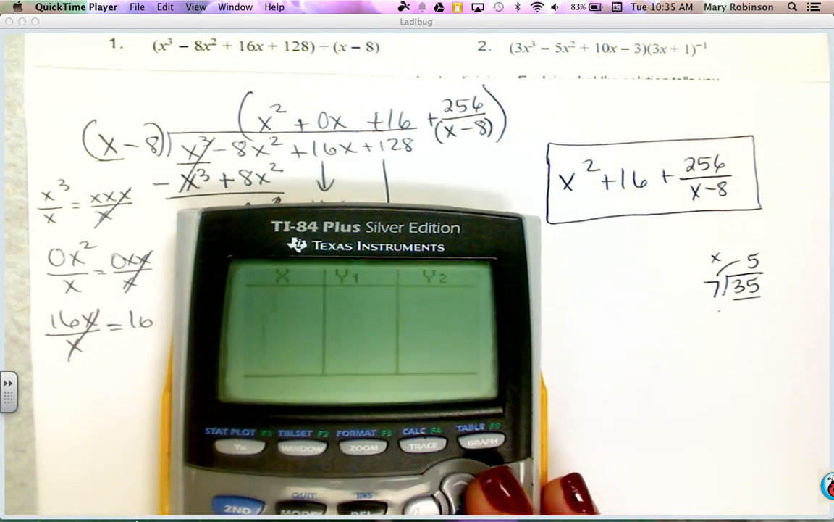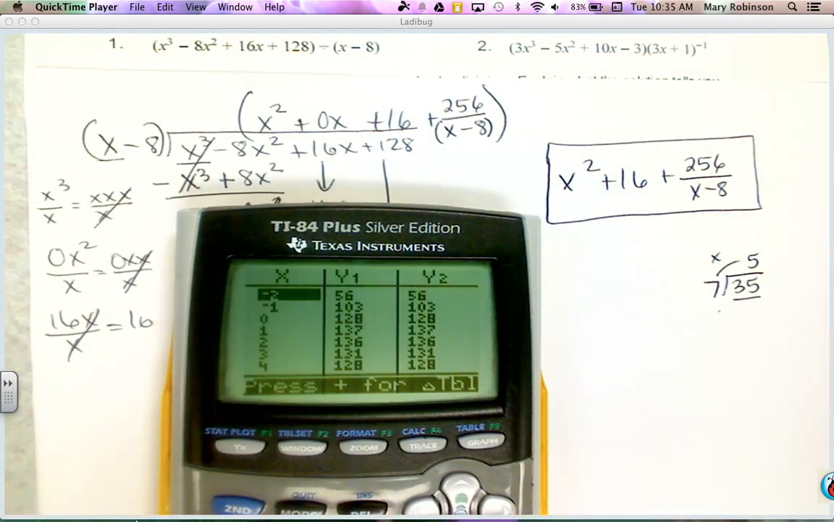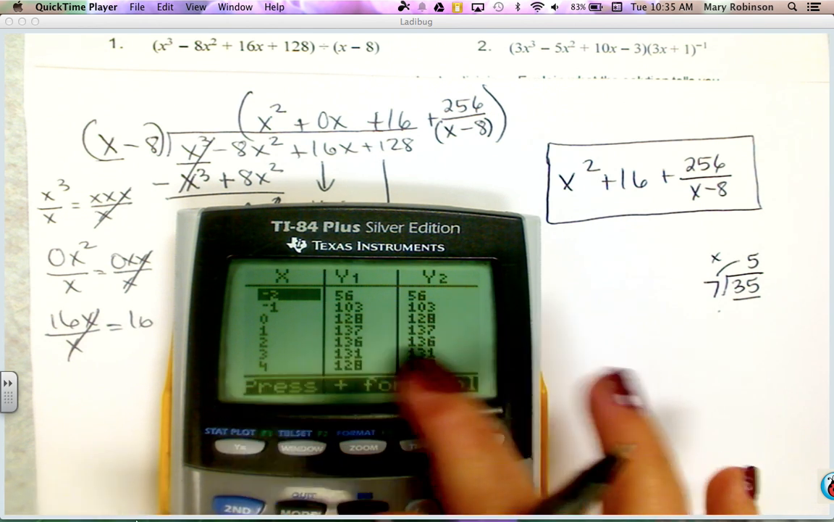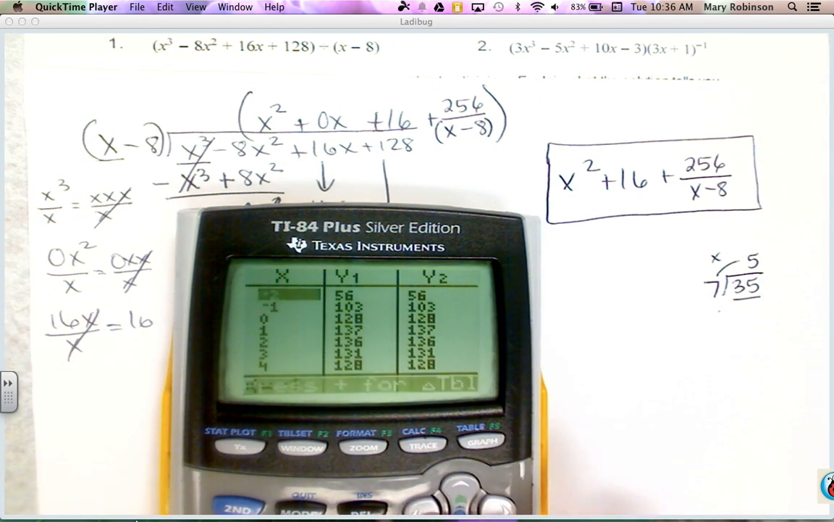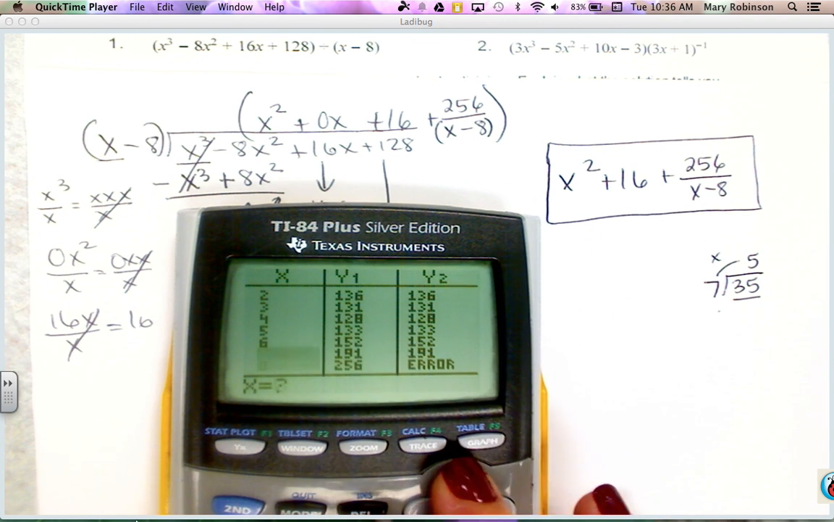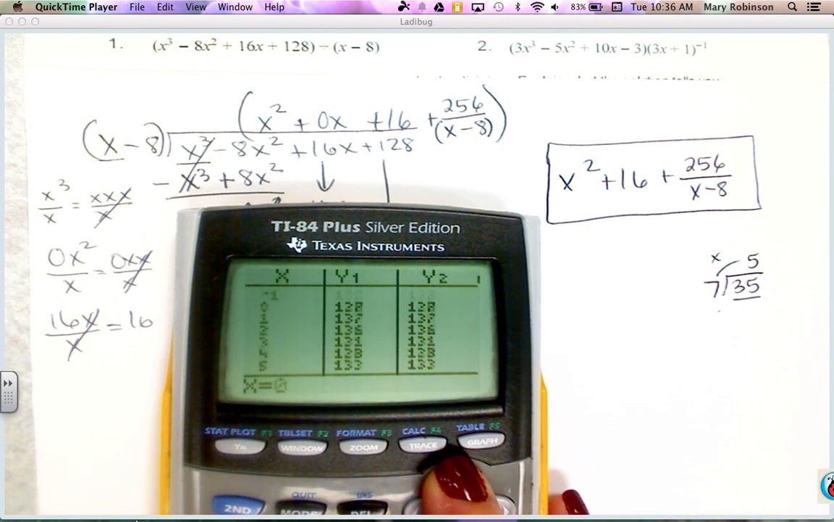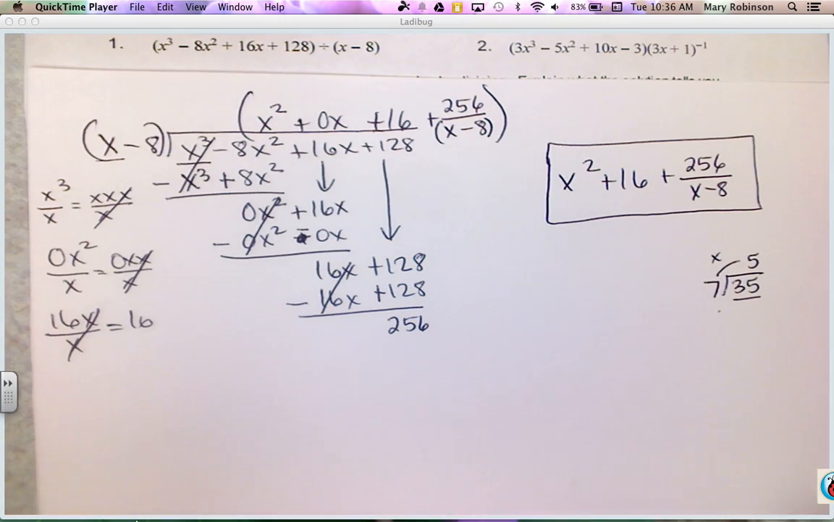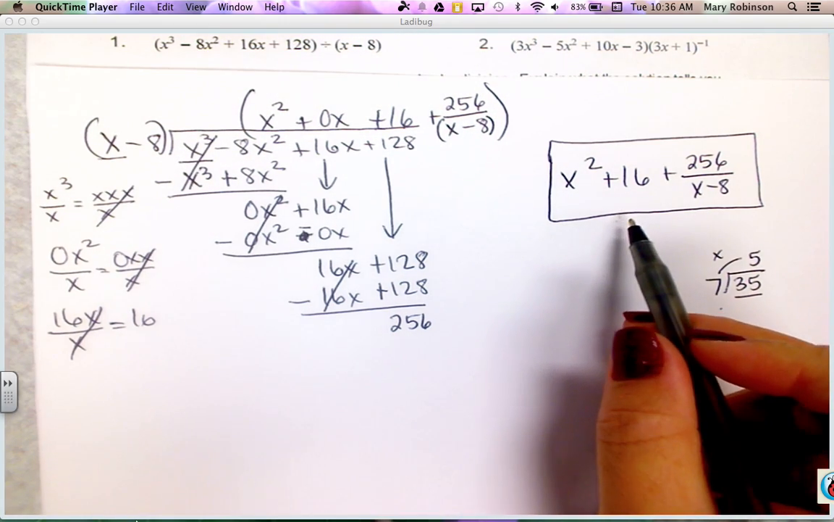When we check our table, if we've done this correctly, our y1 and y2 values will match up. Don't worry if you see one error, as long as all the other values match up, because if we go down here to 8, we'll see that error message. So that doesn't mean it's wrong. If all of our numbers are the same, then it's correct. All right, so this is our answer for number 1.